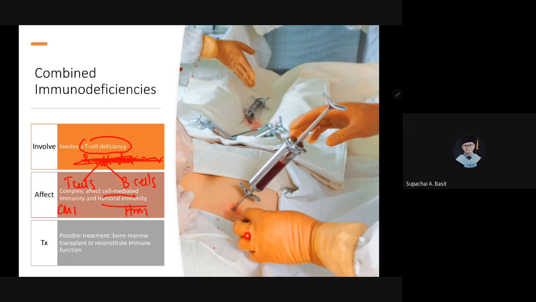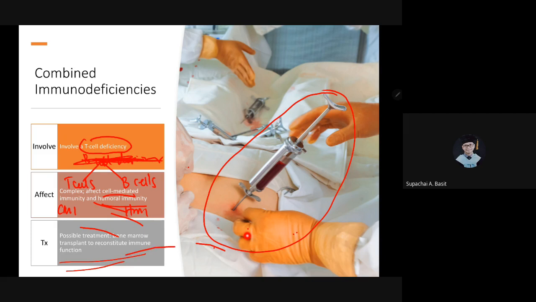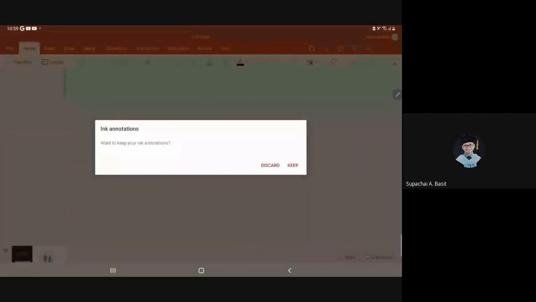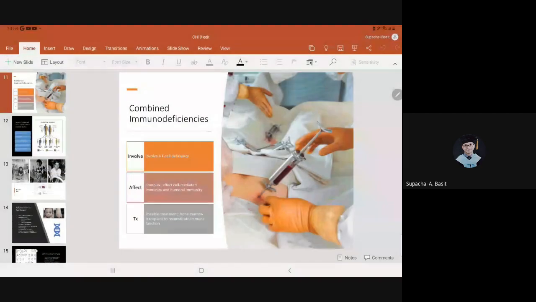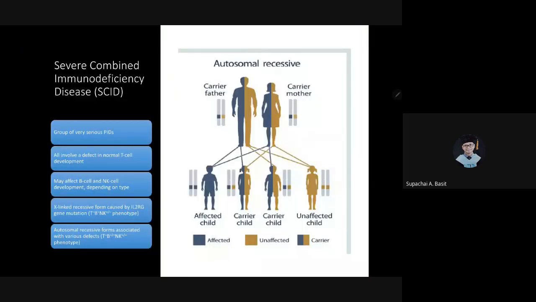So this is an example of a bone marrow aspirate or transplant, so that we need to reconstitute the immune function. One of the examples of combined deficiencies is the SCID.